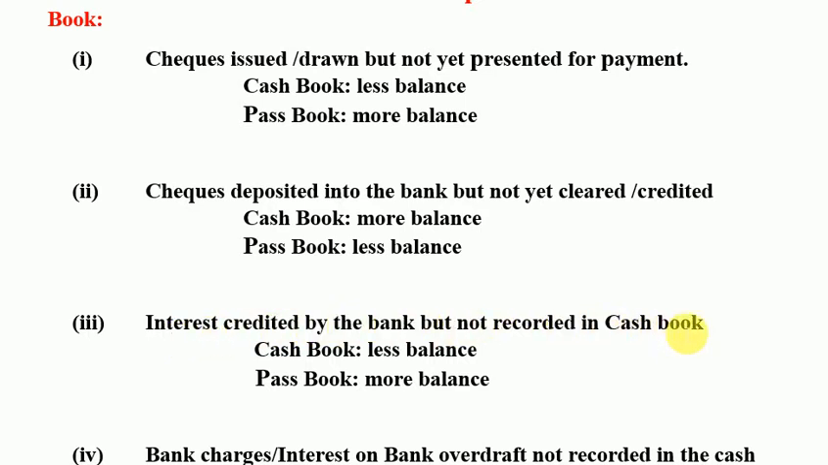recorded in cash book. See, if the bank allows interest to the account holder, that is the business, it credits the account holder's account and his bank balance increases in the books of the bank, that is passbook. But the account holder or business will record the transaction in the cash book only when it is known to him. Till that time, the balance as per passbook will always be more than the balance as per cash book. So this third cause, we will again go and see in that specimen if there is any transaction which can make it clear with an example.